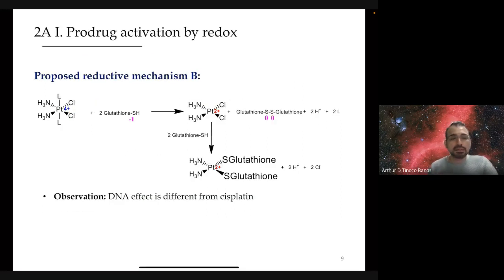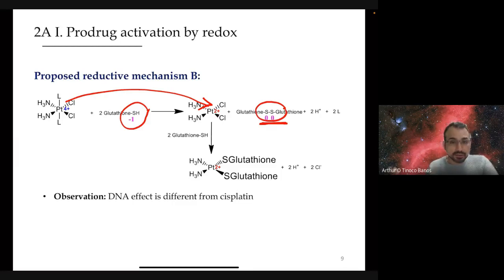But what if this mechanism goes through glutathione? How can this be facilitated? So glutathione has those thiol groups that play a very significant role. If you look at the charge of the sulfur, -1, what happens is the platinum gets reduced, and then it is the glutathione that gets oxidized. So you get the formation of this disulfide bond.